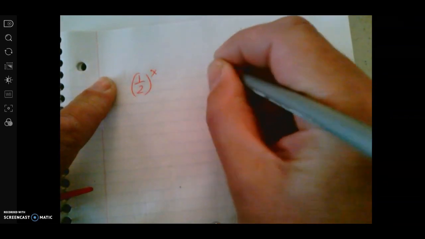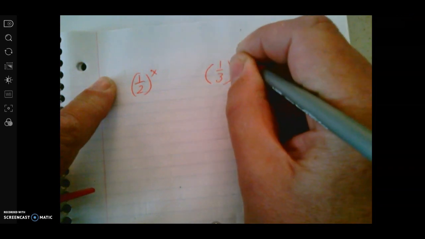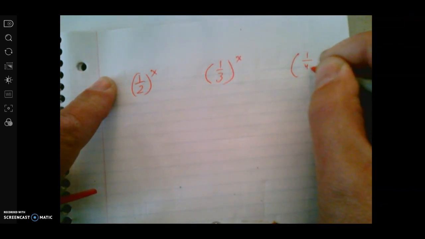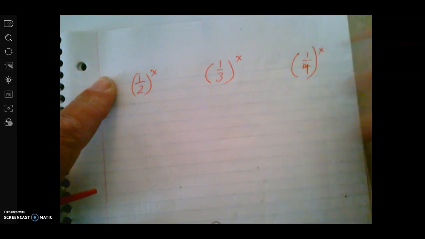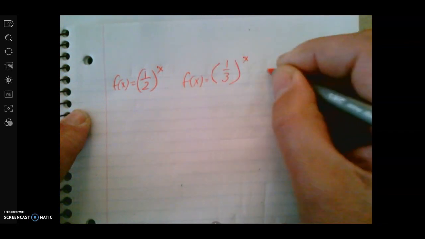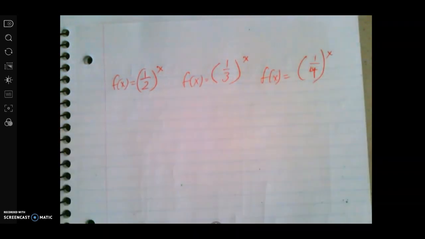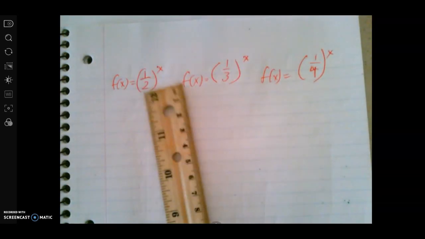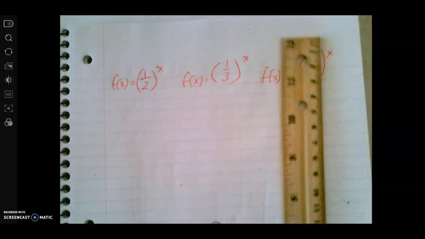1/2 to the x, 1/3 to the x, 1/4 to the x. Now, don't worry about the fact that these have f of x, and don't worry about the fact that they have fractions. We can handle fractions, and we can handle them either by doing it by hand or with a calculator. But either way, what you're going to want to do is do a table of values here.